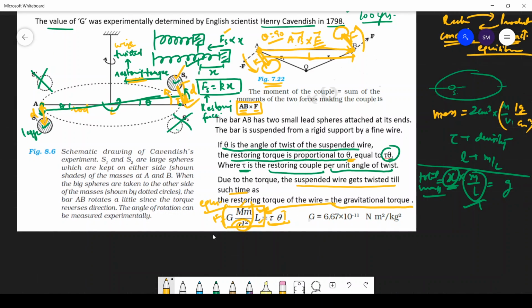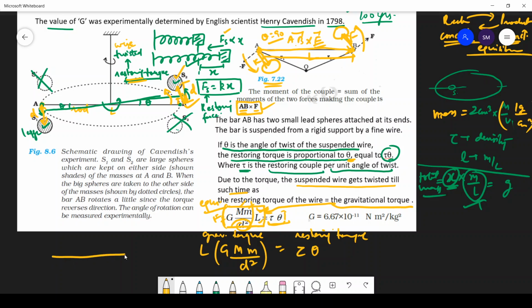What we have written here is the gravitational torque. Gravitational torque is AB into F. AB is L into F, and F is this force, so one of the forces you can take. So G, mass of the bigger sphere, mass of the smaller sphere, upon the distance between the spheres, d square. So this is your gravitational torque, and that is equal to the restoring torque.